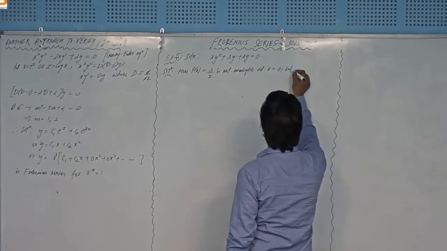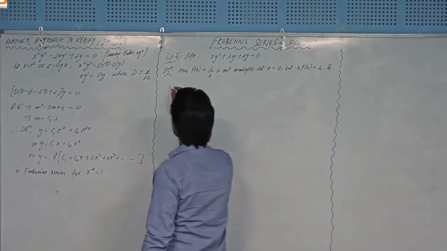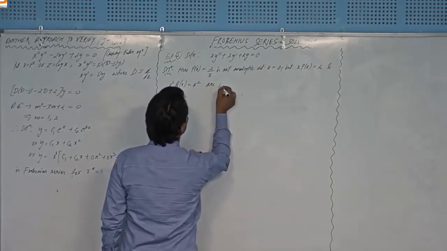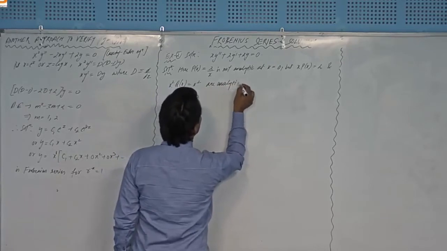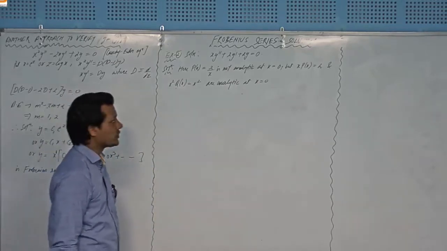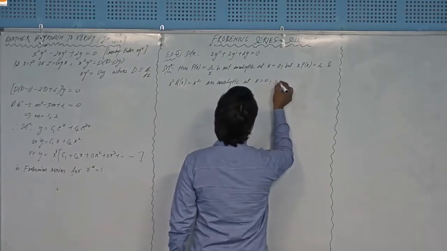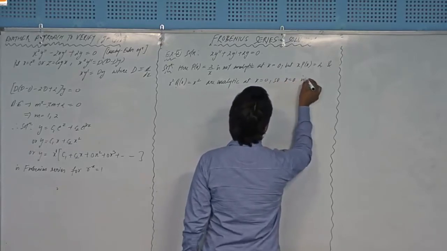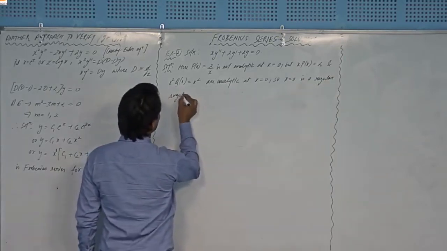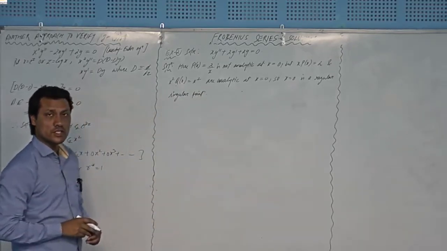But you can see that if you multiply px with x, that will become 2, and you should multiply qx with x square, that will become, I think, x cube. Are analytic at x equal to 0. Now they become analytic, xpx and x square qx, right? So x equal to 0 is a regular singular point, right?